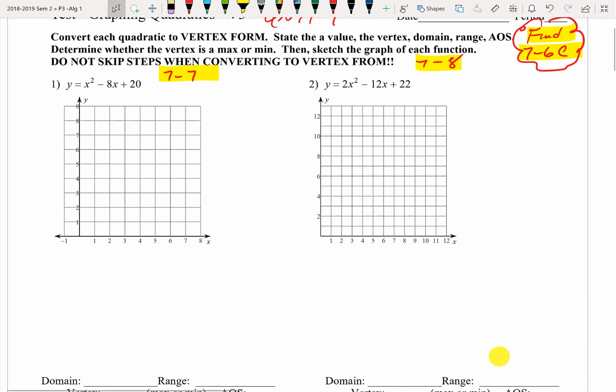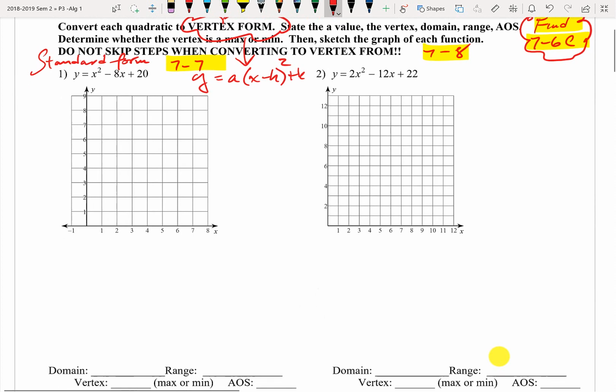All right, we're going to convert each to Vertex Form. So we need to know what that is first. So let's write that down. Okay, y is equal to a times (x minus h) quantity squared plus k. There's your Vertex Form. And notice that these are in standard form. Okay, this should be obvious by now since I've covered it for the last, I don't know, 7 lessons, the last 3 weeks. Okay, we've been spending 3 weeks on this quadratic unit.